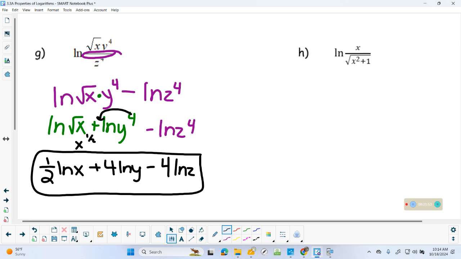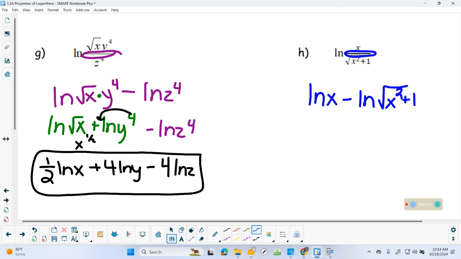So obviously these last couple ones are the trickier ones of the day, but I still don't think they're that awful. All right, let's look at this last guy. So again, quotient expands to subtraction. So ln of the numerator, ln of the denominator.